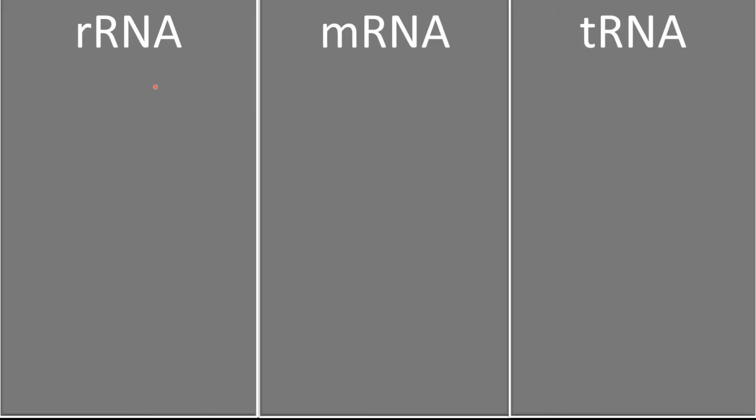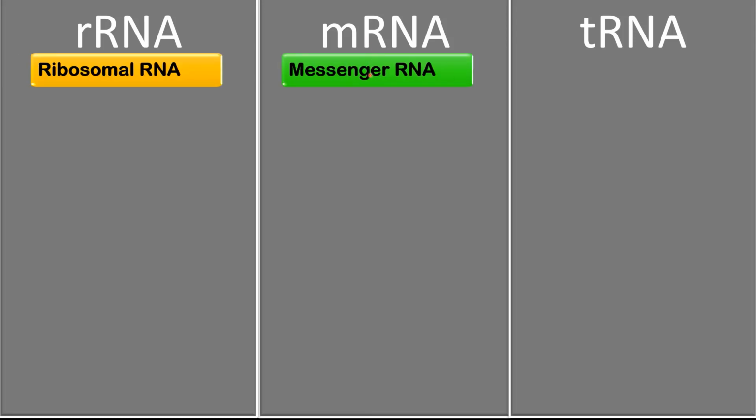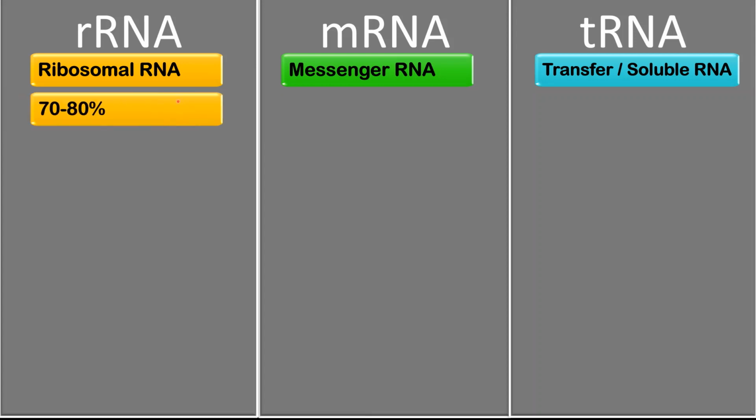Students, let us talk about the differences between the non-enzymatic RNA. Now, these non-enzymatic RNA are of three types: rRNA, mRNA and tRNA. Now, rRNA stands for ribosomal RNA, second is messenger RNA, and third is transfer RNA, which is also called soluble RNA. Now, rRNA constitute 70 to 80% of total RNA. mRNA is around 3 to 5%, whereas tRNA is 15 to 20%.